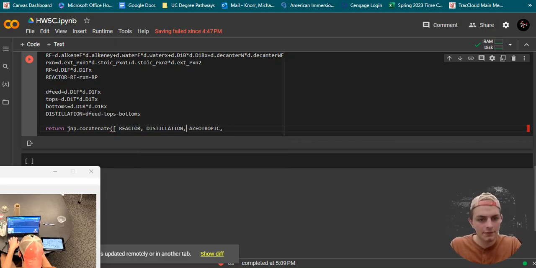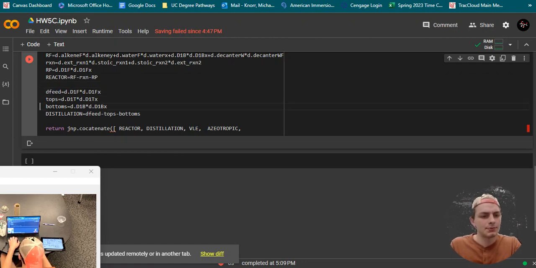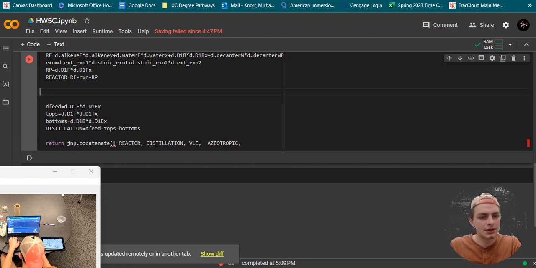And we want to do our VLEs as well, our vapor-liquid equilibria, as well as our constraint here, I believe was the last one. So let's go ahead and put our constraint in here. I'll just call this constraint. Actually, I should make it in all caps because it's going to be one of our returns.